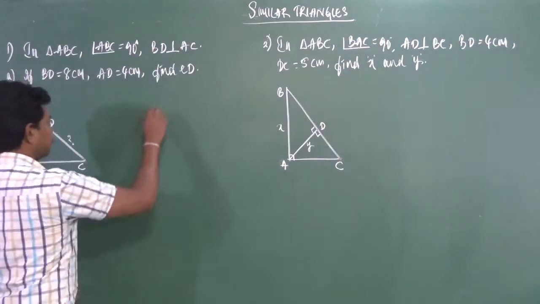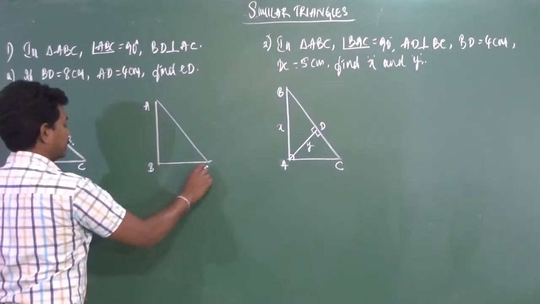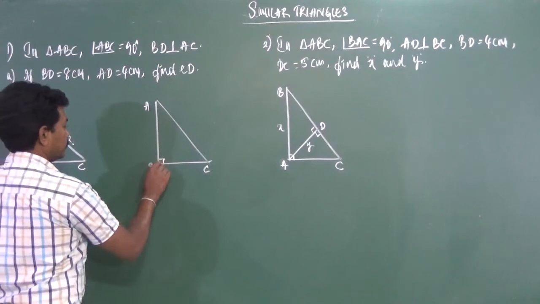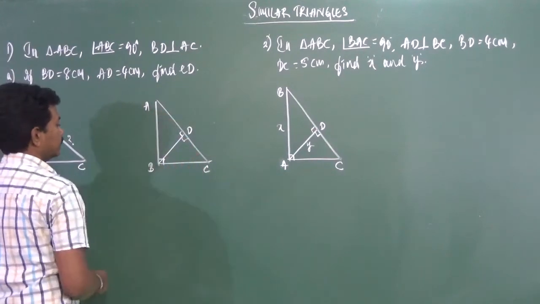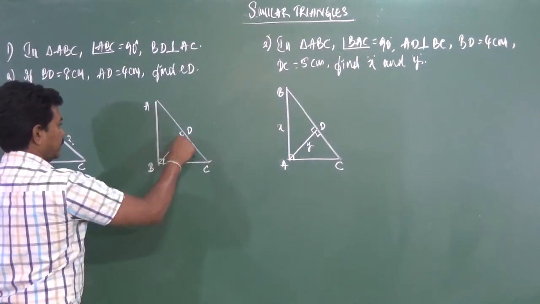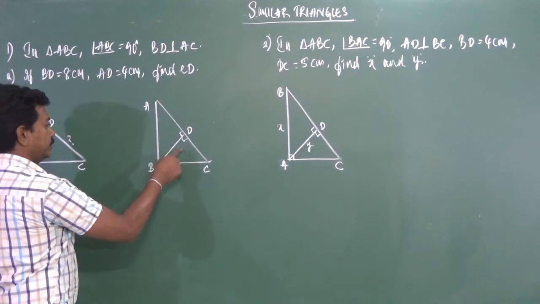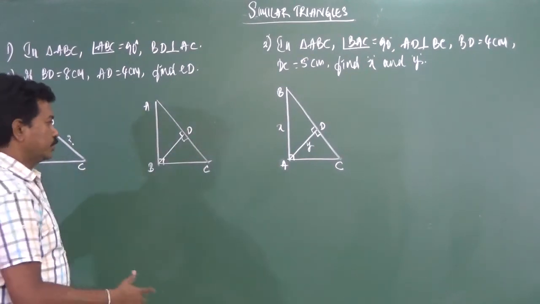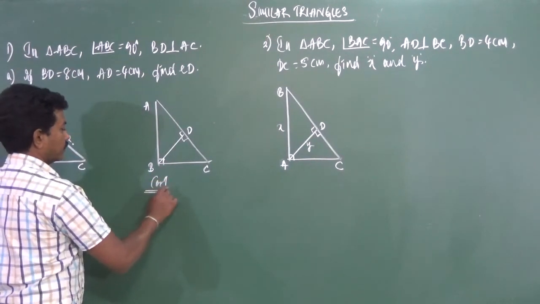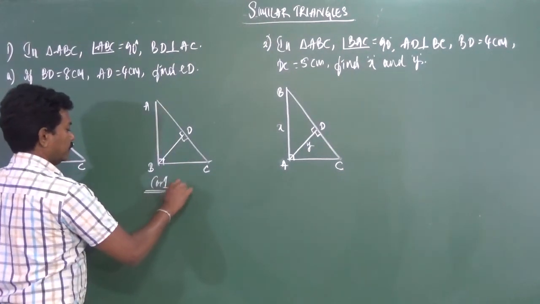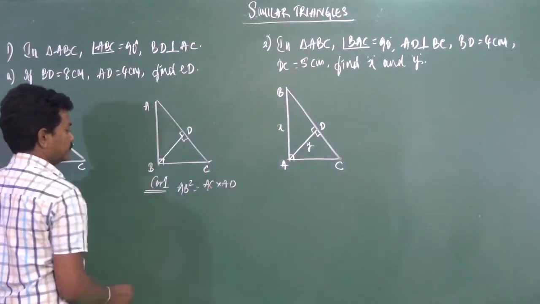If this is a right angle triangle, we will take it as triangle ABC. Angle B is 90 degrees. Let BD be perpendicular to AC, that is the hypotenuse, right? ABC is a right angle triangle, BD is drawn perpendicular to AC. Now these are the two right angle triangles which are similar to each other and also similar to the original triangle, right? According to corollary 1, AB square is equal to AC into AD. AC into AD, so this was corollary 1.